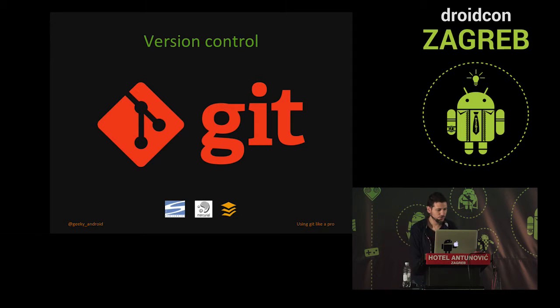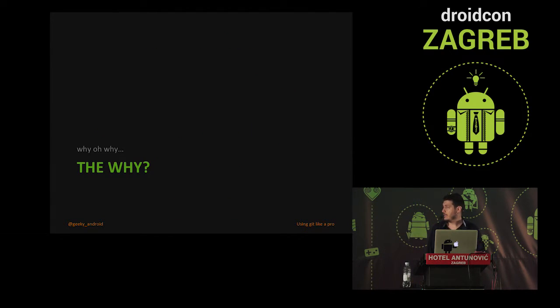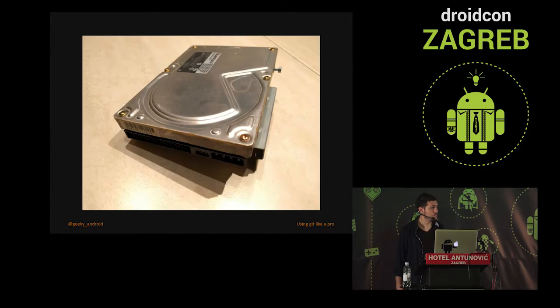There are other version control systems, obviously. There's Subversion, Mercurial, Perforce. Lots of companies use different things. We're going to be focusing on Git now. Why do we use version control?